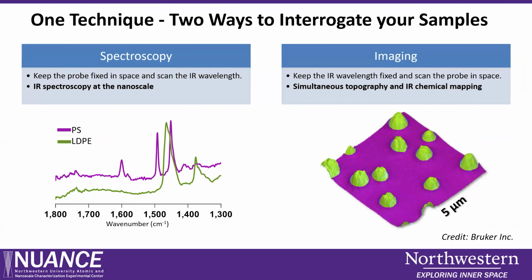So it is one technique, but you have two ways to interrogate your samples. You can do spectroscopy, where you keep the probe fixed in space and scan the IR wavelength, so you get IR spectroscopy at the nanoscale. Or you can keep the infrared wavelength fixed and scan, and you get chemical mapping along with the topographical imaging. You can do both with this technique.